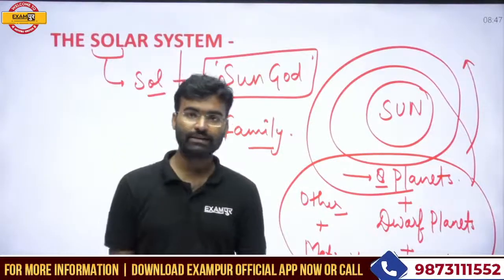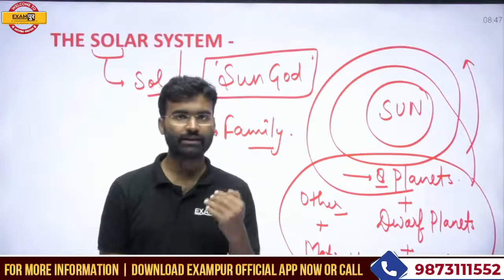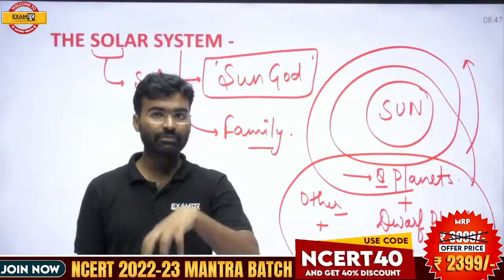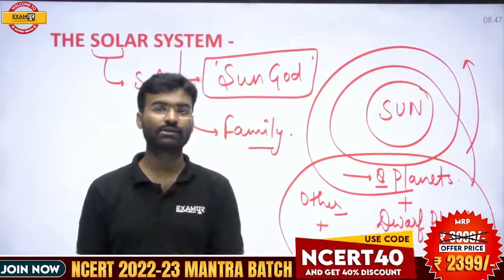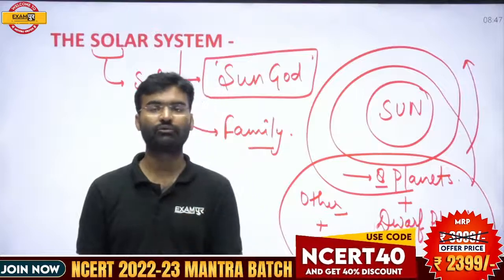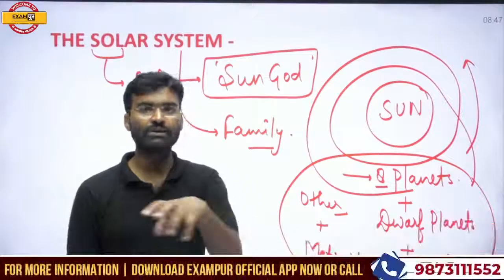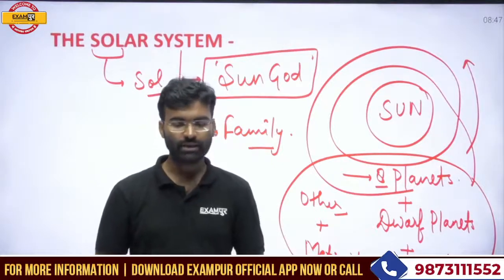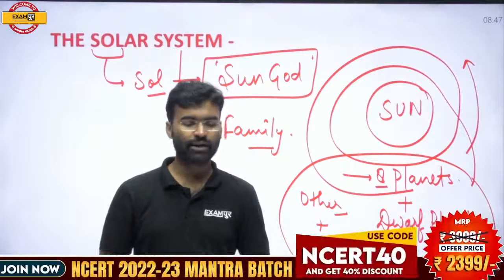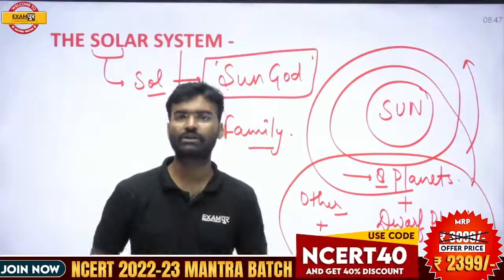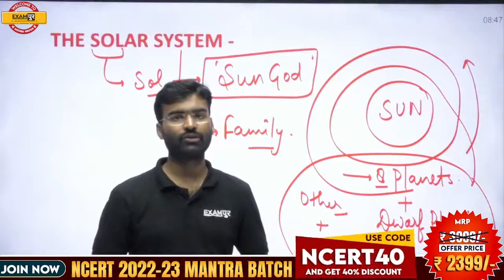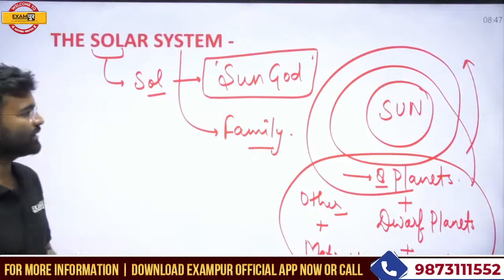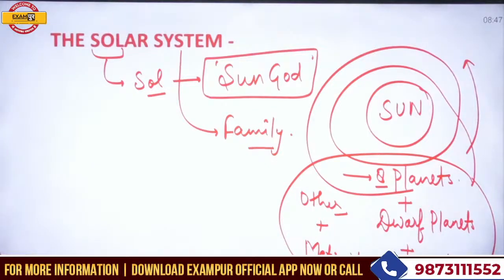That means celestial objects like the planets, asteroids, meteoroids and dwarf planets, which are at present under the sun's gravitational force, and that is why they are revolving around the sun, are called the solar system. So the sun plus all the celestial objects revolving around it are collectively known as the solar system. So what is the solar system? I think you understand.